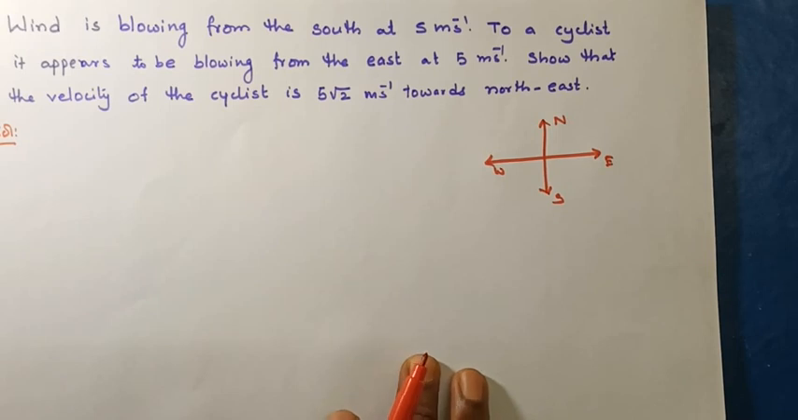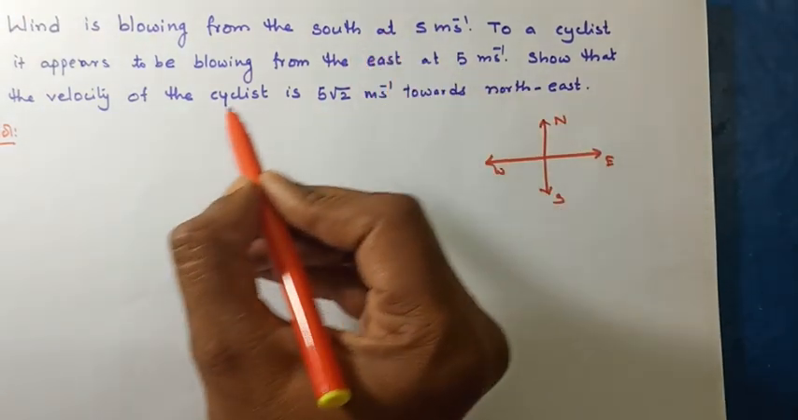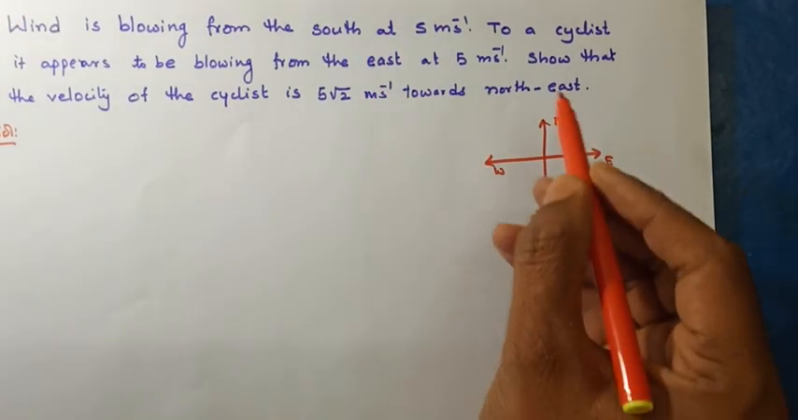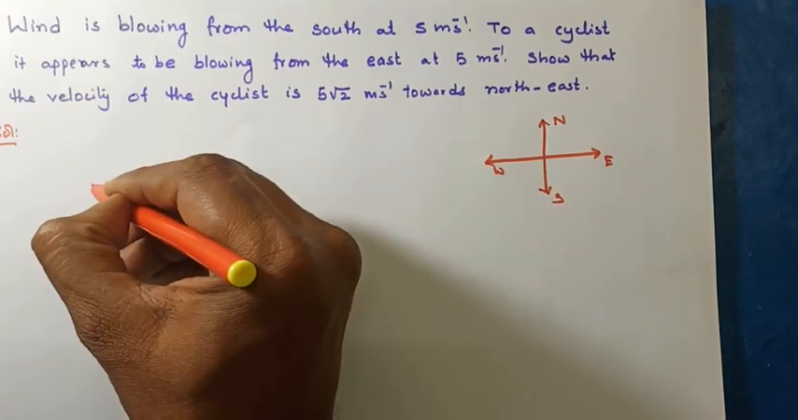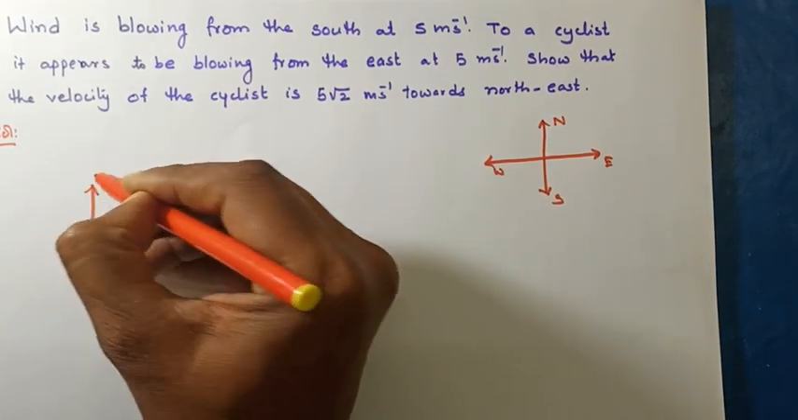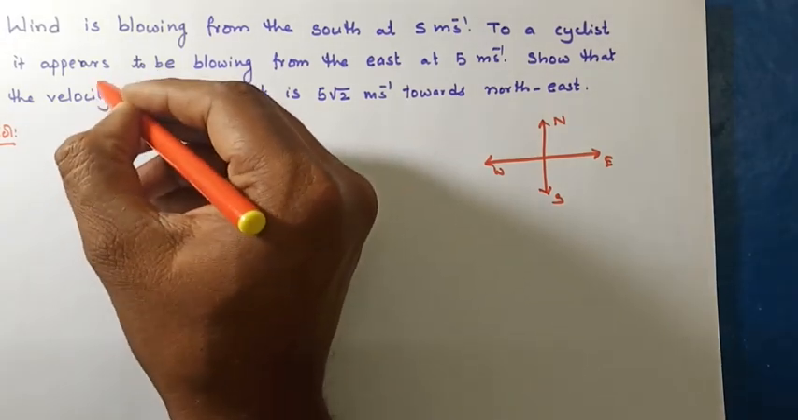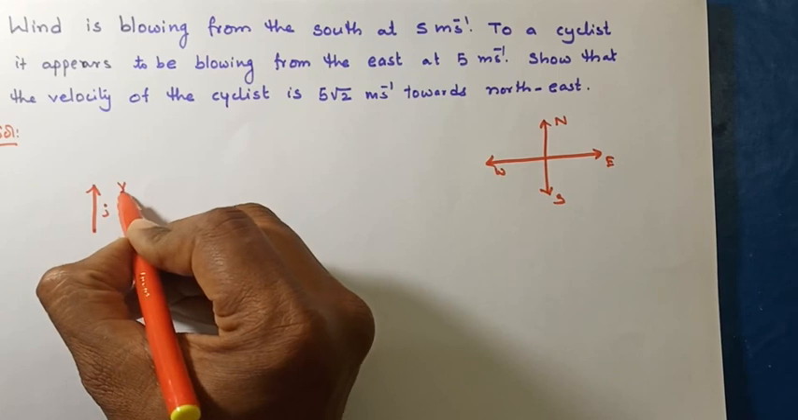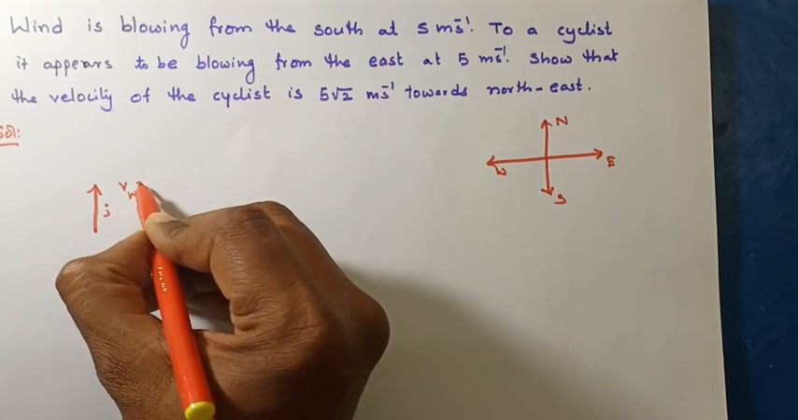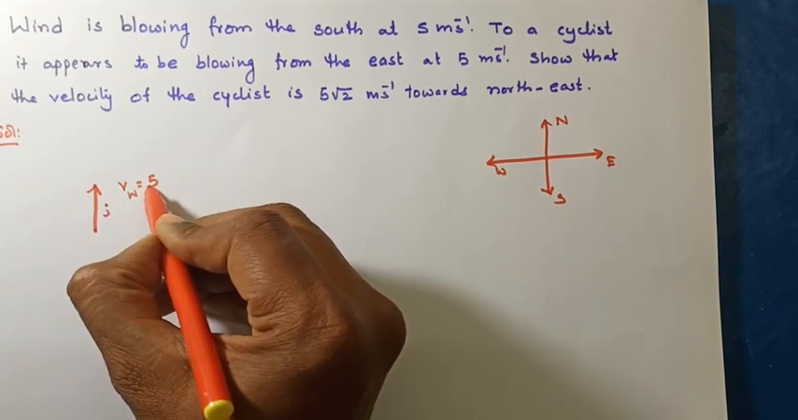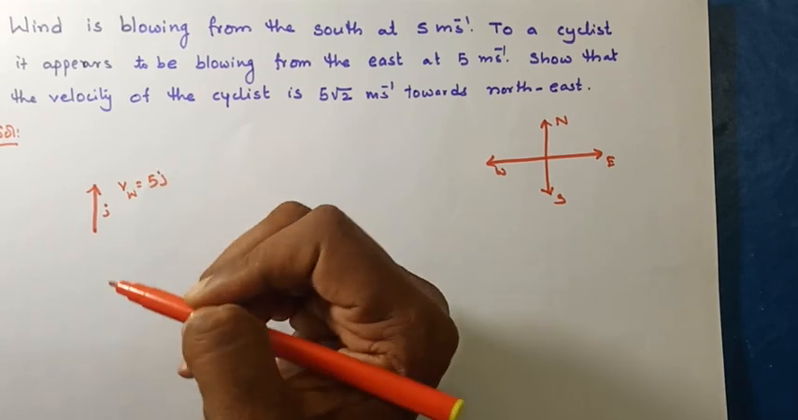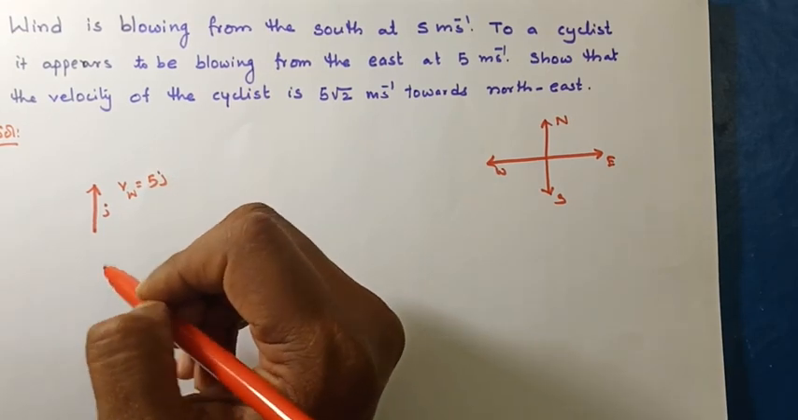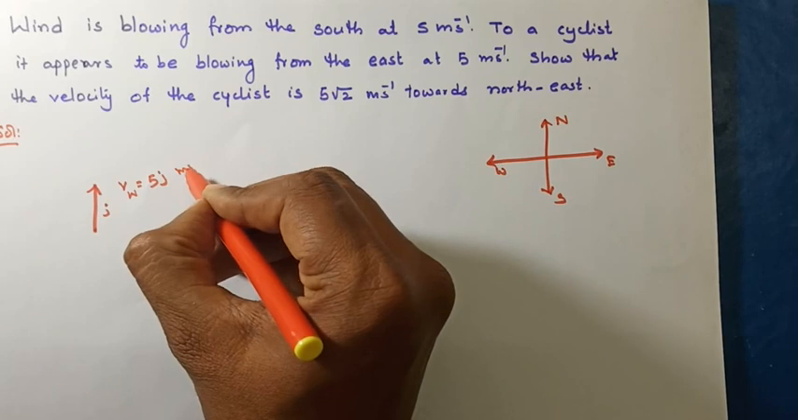Now, the wind is blowing from south. So this is positive y direction, which is j vector. Velocity of the wind is equal to 5j meters per second.